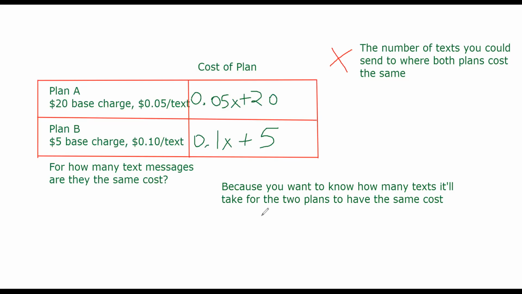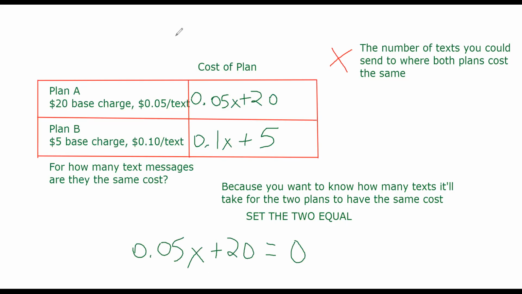So because you want to know how many texts it'll take for the two plans to have the same cost, set the two equal. Take 0.05X plus 20 and set it equal to 0.1X plus 5. Does that make sense? Why we set them equal to each other? What they represented in each case?